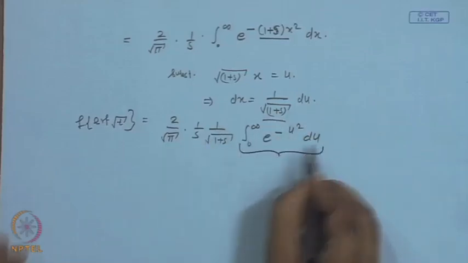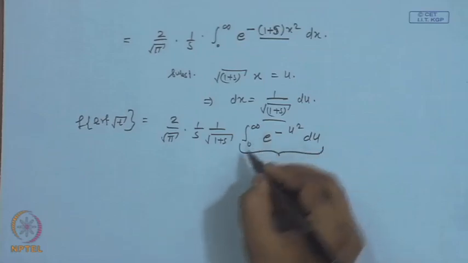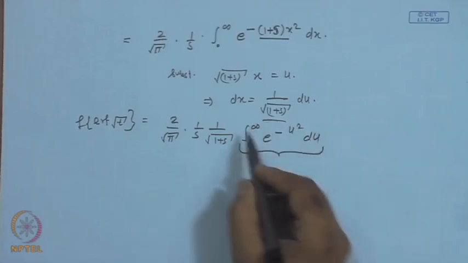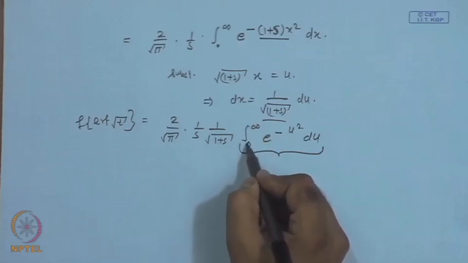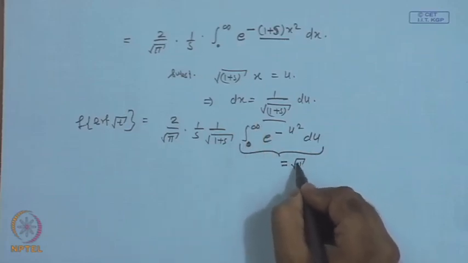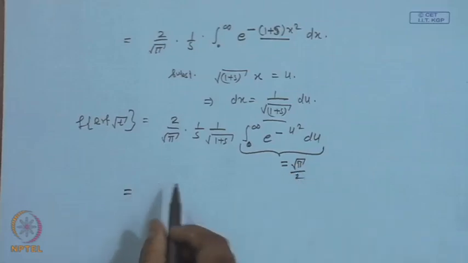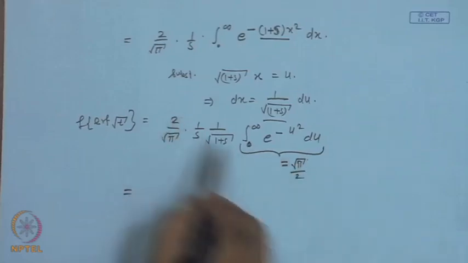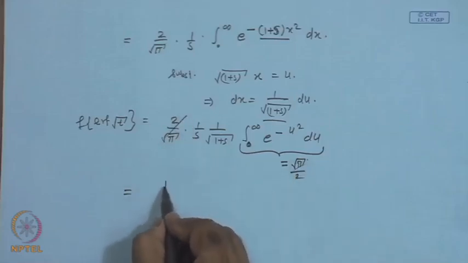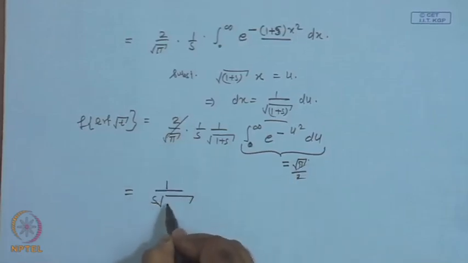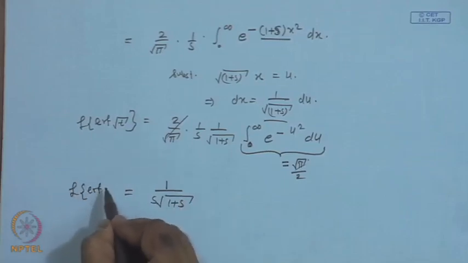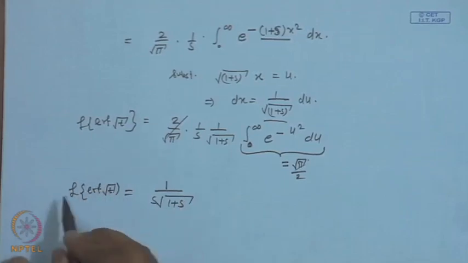Now, this integral is a well known Gaussian integral, and if the limits are minus infinity to plus infinity, the value is square root pi, but here we have the half range 0 to infinity. So, the value of this integral is square root pi by 2. This square root pi by 2 will cancel with the factor outside. So, what we get is 1 over s times square root of 1 plus s. This is the Laplace transform of the error function of square root t.